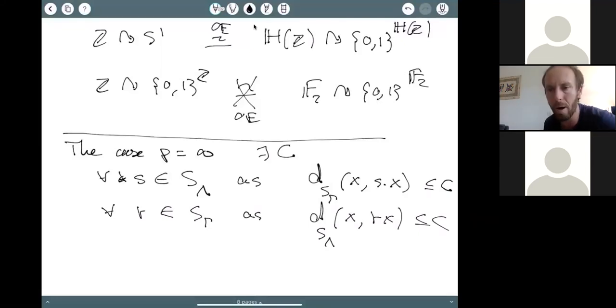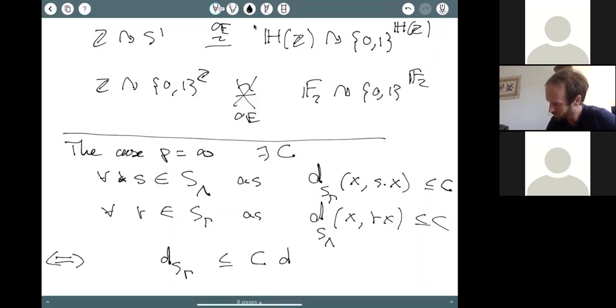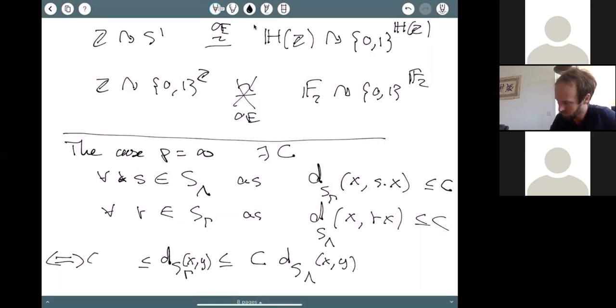And if you think about it, this implies that if you look at every orbit, the two distances are the same. So this is equivalent to the fact that d_{S_Γ} is, for almost all x in X, equivalent to d_{S_Λ}. Why? Because you have two situations. Either x and y are not in the same orbit, so it's infinity, so nothing too interesting.